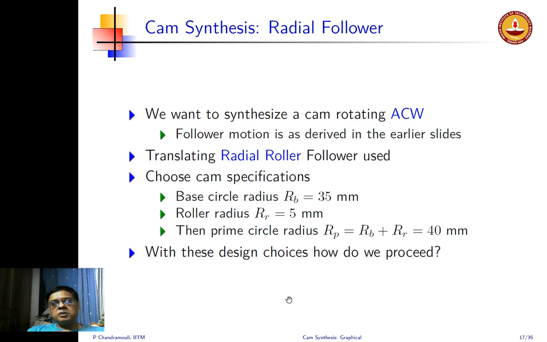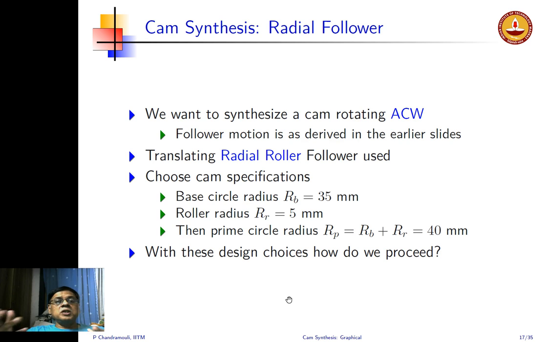So we saw earlier, in the cam specifications, that one of the primary design parameters is the base circle radius. This base circle determines the size of the cam. If I make the base circle bigger, the overall cam size becomes bigger, because remember, the base circle is the smallest circle, drawn from the center of cam rotation, that is tangent to the cam profile.